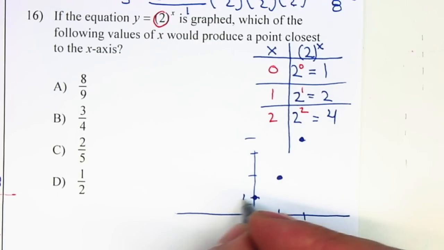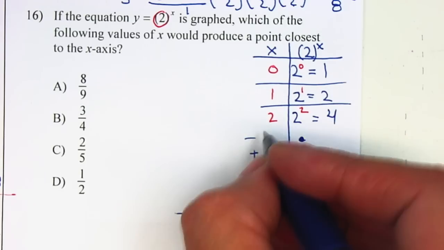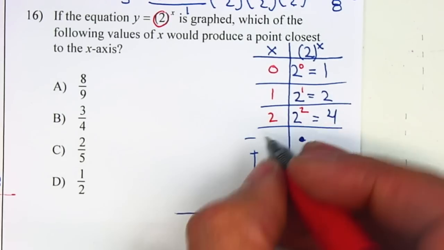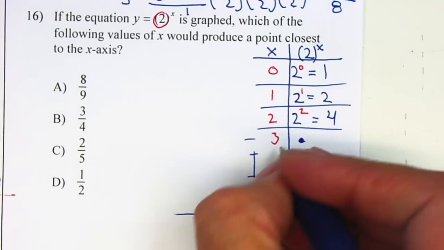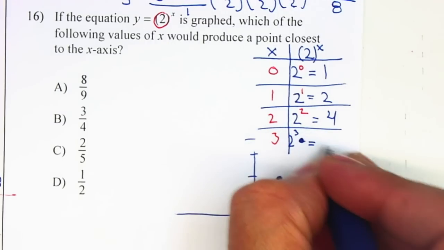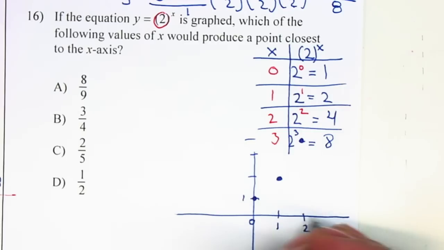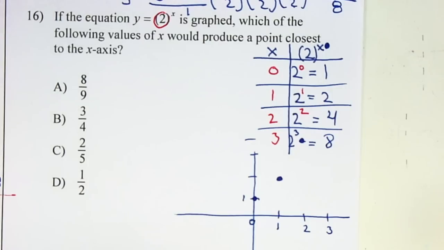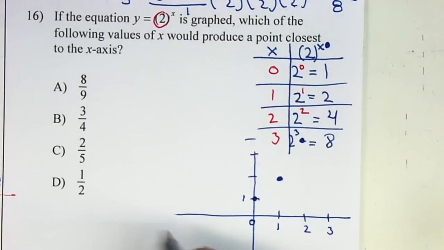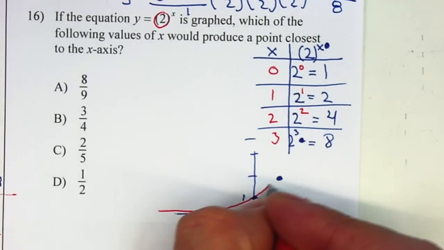Now if you guys notice, it's starting to take shape. Let me plug in one more. I'm going to plug in a 3. That'll be 2 to the third power, which is 8. 2 times 2 times 2 is 8. So if I plug in a 3, the y value will be 8. And let's assume that's all the way over there. So if you guys notice, this is going to be an exponential growth.